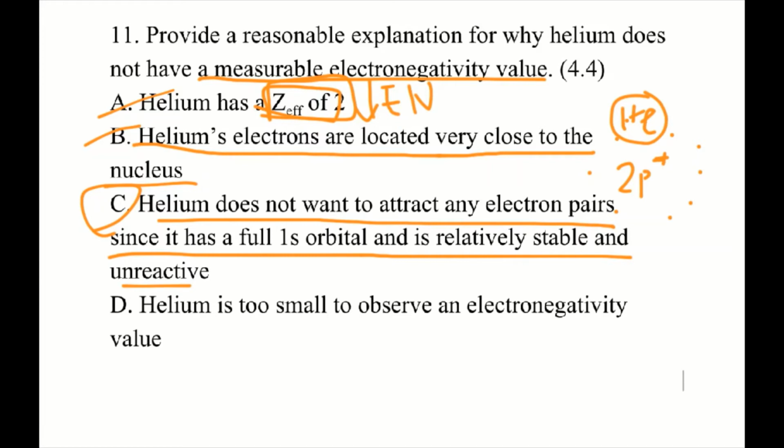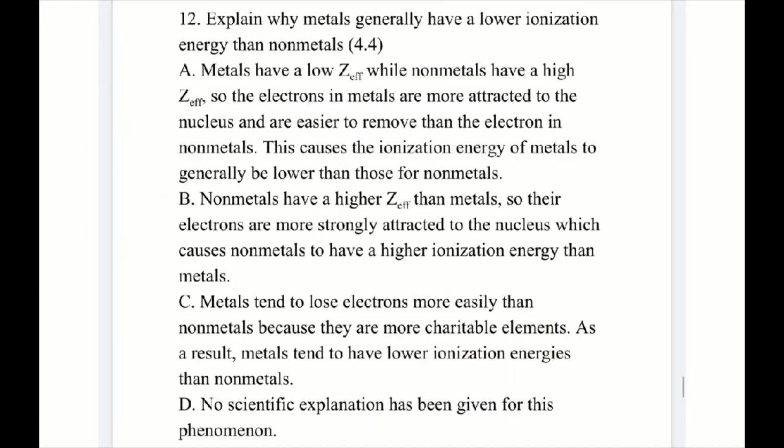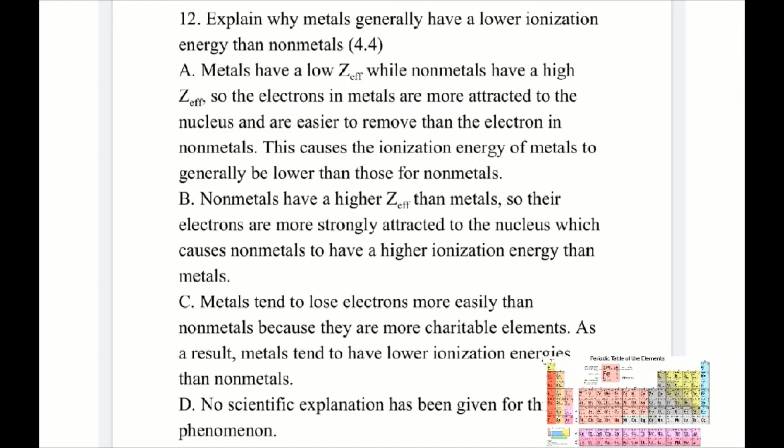D. Helium is too small to observe an electronegativity value for. So this is wrong, because we observe electronegativity values for hydrogen, and hydrogen is smaller than helium, so this makes zero sense. Next question. Explain why metals generally have a lower ionization energy than nonmetals.